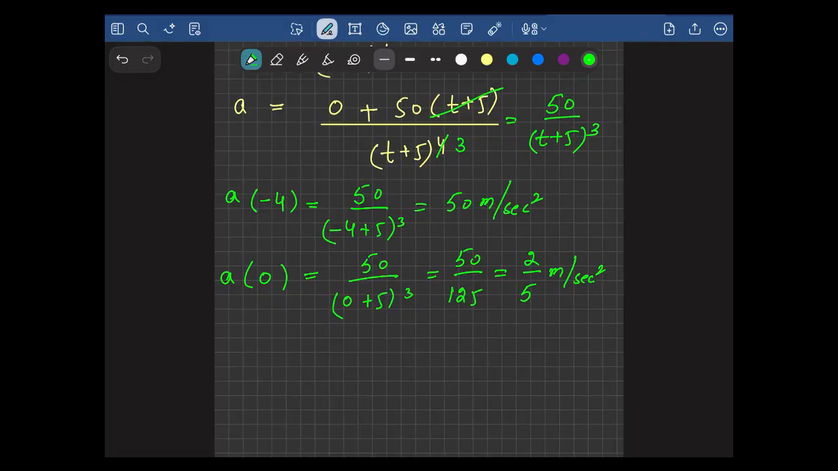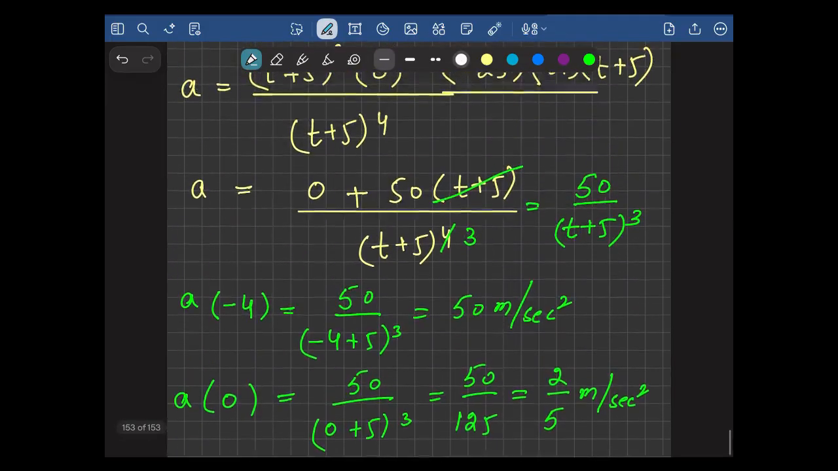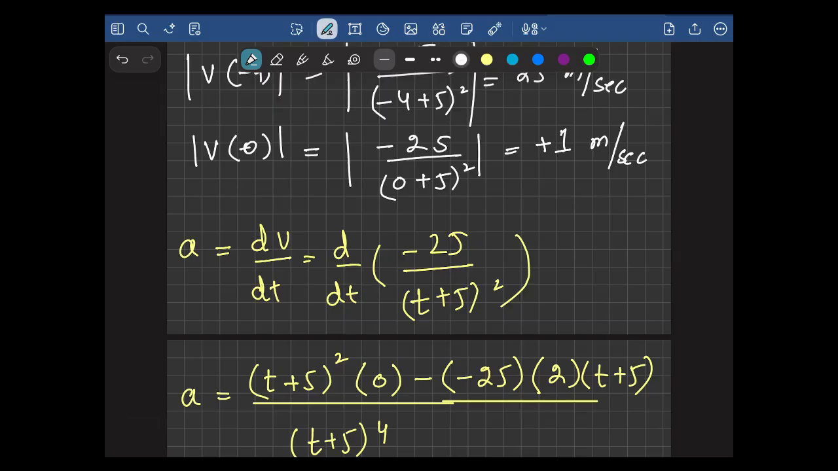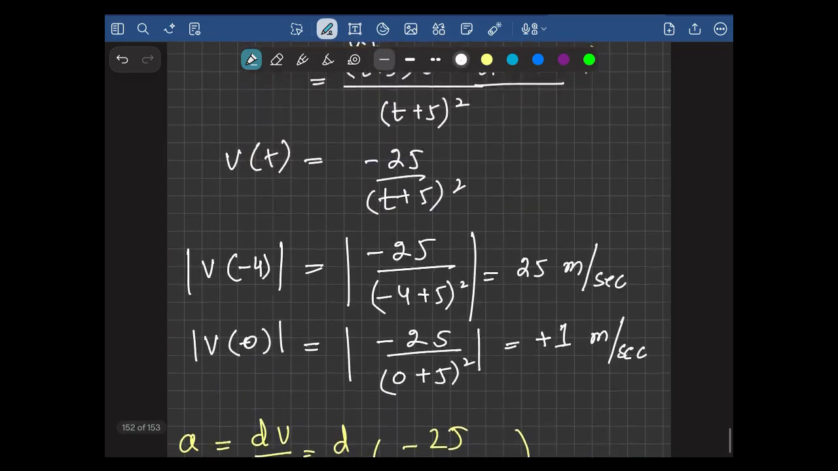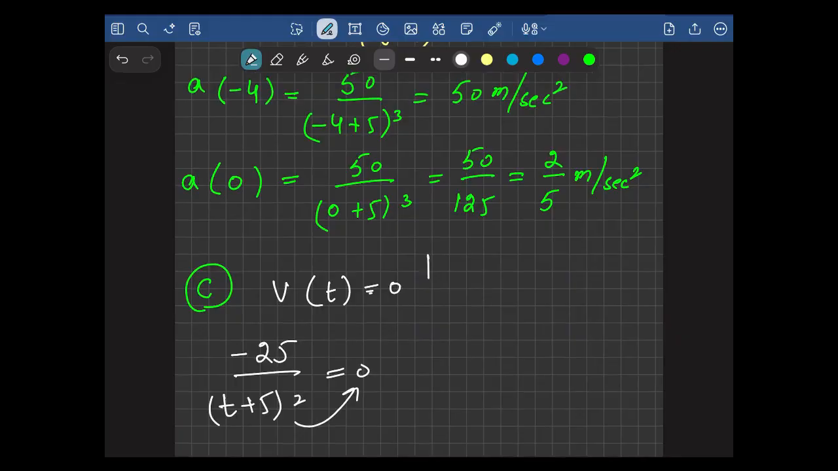Okay, the last part, the C part, which asks whether it's going to change direction or not. As usual, we say if the velocity equals 0, only then can we say that. So what's the velocity? The velocity is minus 25 over t plus 5 perfect square. If minus 25 over t plus 5 perfect square equals 0, as we can see, it actually becomes minus 25 equals 0, which is not possible. Minus 25 cannot be equal to 0.